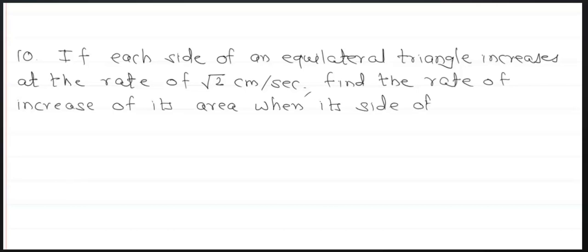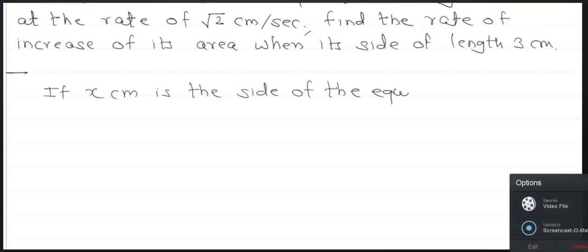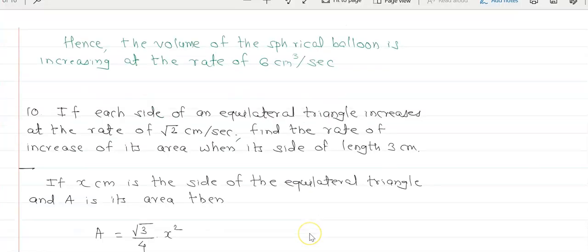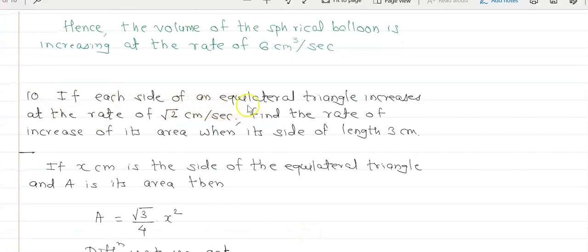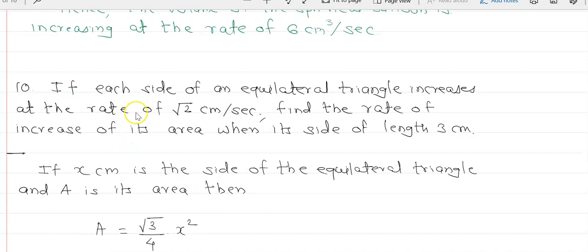Find the rate of increase of its area when the side of the length is 3 cm. That's the problem. What is the problem? Each side of an equilateral triangle increases at the rate of root 2 cm per second. Find the rate of increase of its area when the side is 3 cm.